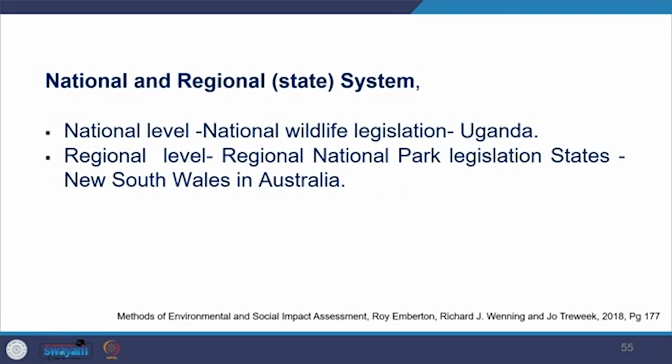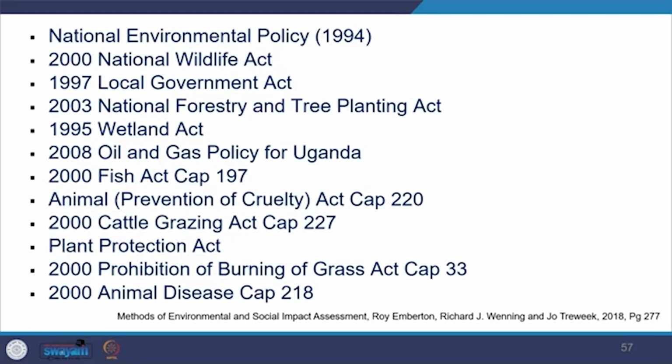As per the policy and mechanism, countries also adopt national and regional systems, which could be a state system, and wildlife legislation can occur at both the national and the regional level. For example, at the national level you can see the national wildlife legislation of Uganda, and at the regional level the national park legislation of Australia, which is for the state of New South Wales. You can look at many other policies for review purposes.